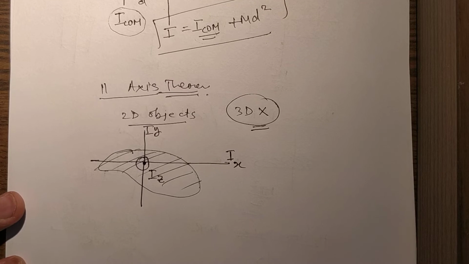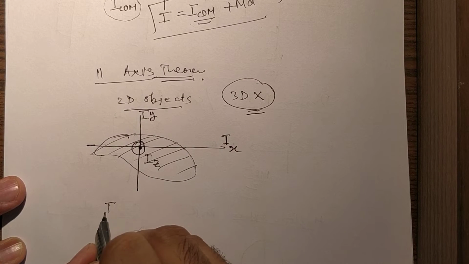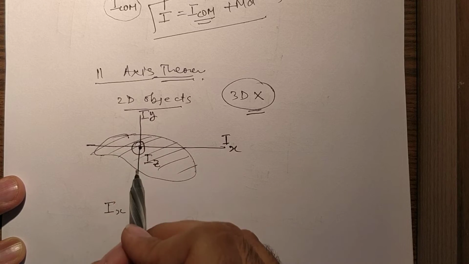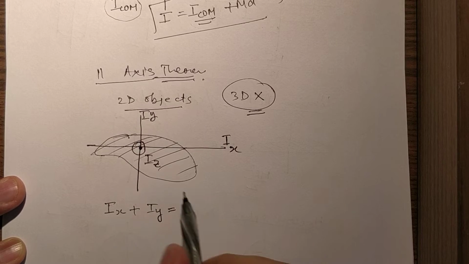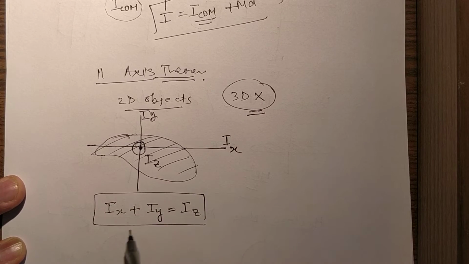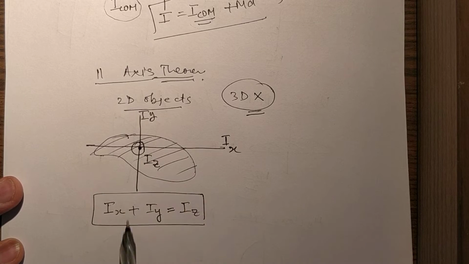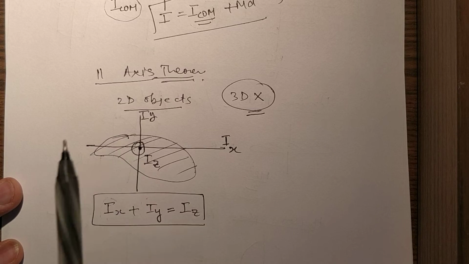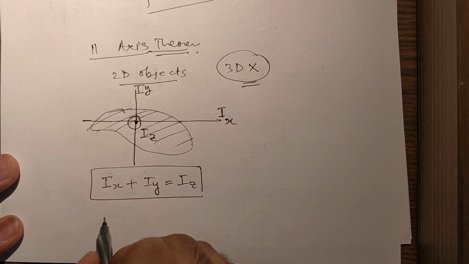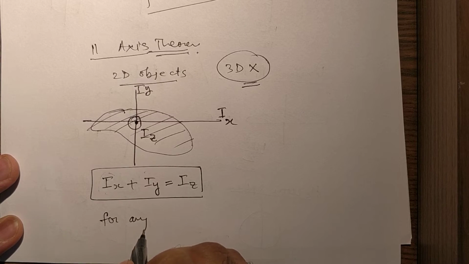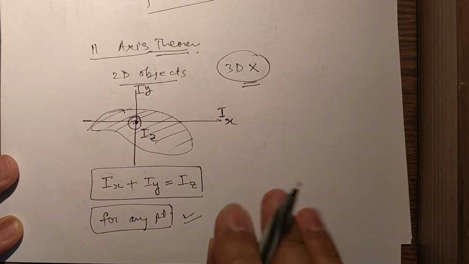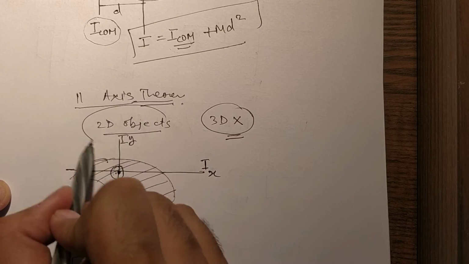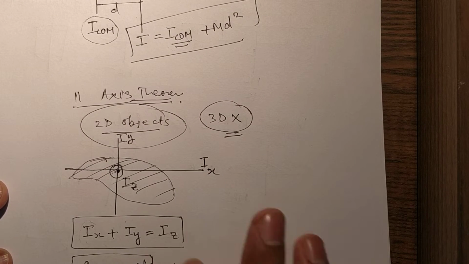Now what this theorem says is that the sum of moment of inertia about two axes which are in the plane is equal to the moment of inertia about an axis which is perpendicular to the plane, Iz. So Ix plus Iy, x and y are in the plane. If you add the moment of inertia about these, it will be equal to Iz, which is the axis perpendicular to this plane. Remember, this is valid for any point. It's not necessary that the point has to be the center of mass of the body. It is valid for any point. But remember the constraint, the whole theorem is valid only for 2D objects. It is not valid for 3D objects.